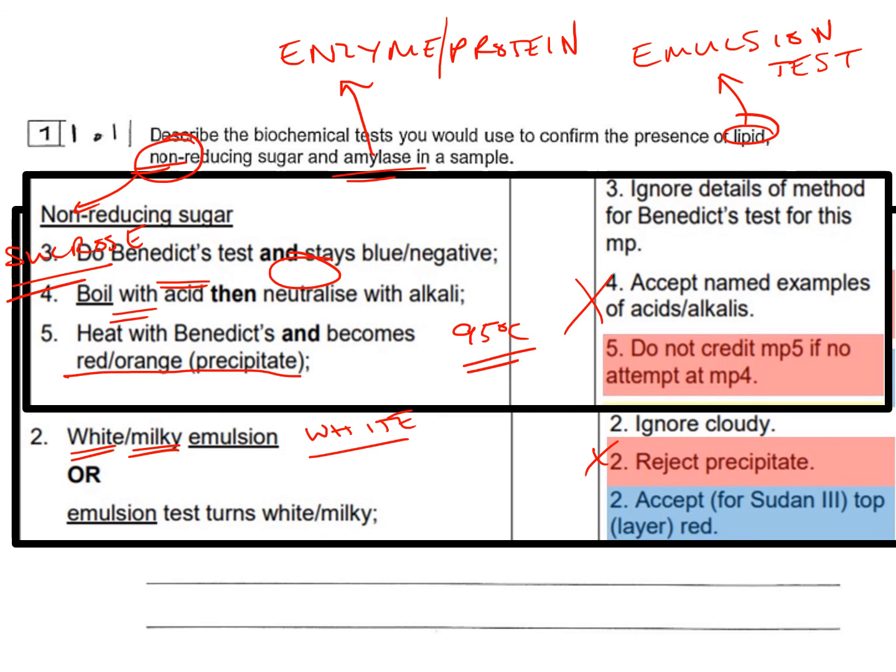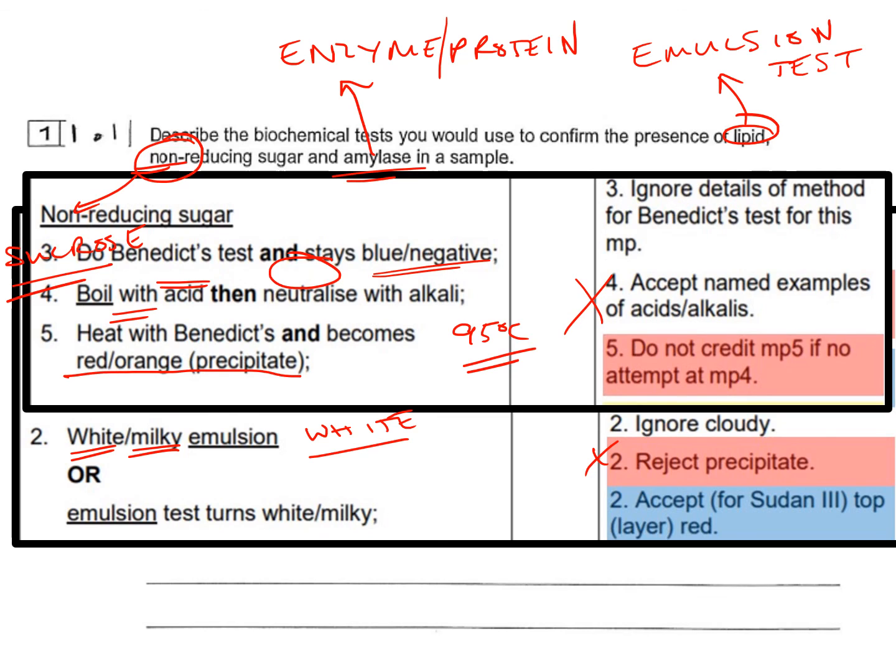Now just bear in mind, with different reducing sugars, depending on the concentration present, you can get different coloured precipitates. So a low concentration is going to be a yellow precipitate, then green, then orange, and then brick red precipitate. So sucrose is a non-reducing sugar. It'll give you a negative result if you just heat it to 95 degrees C with Benedict's. It'll stay blue.